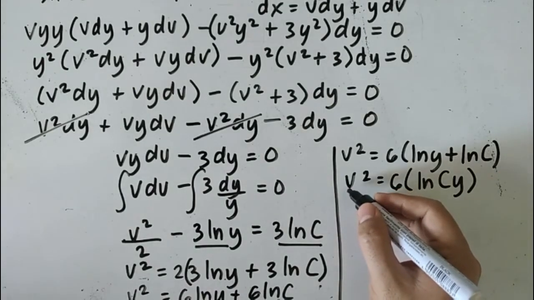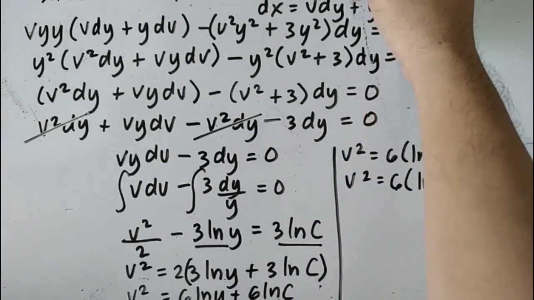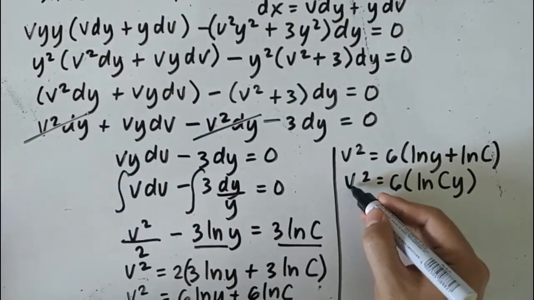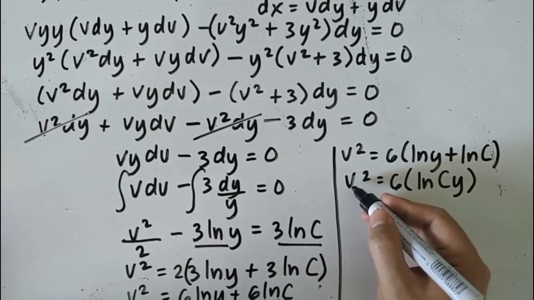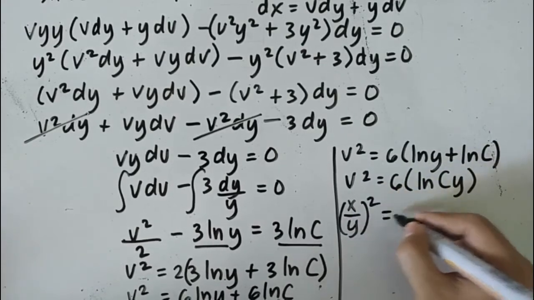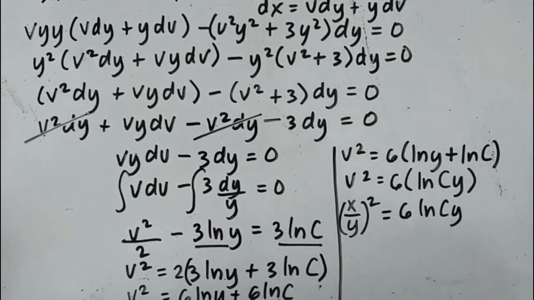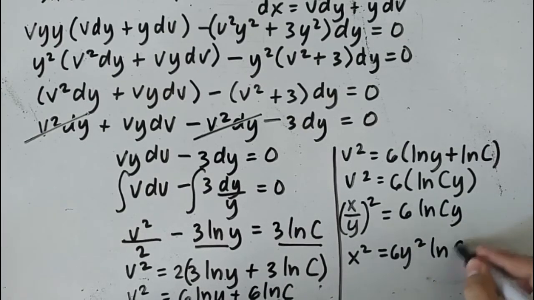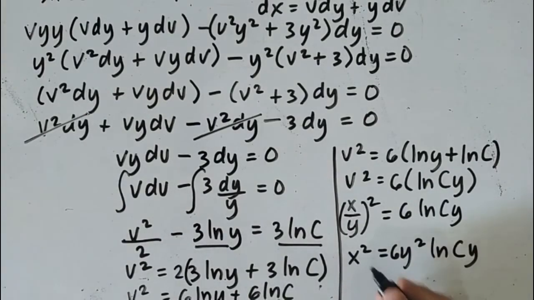Then take note that, recall that we use the substitution x equals vy. So we can use that to substitute for our v again. So that means v is equal to x over y, right? So this becomes (x over y) squared equals 6 ln of cy, which means x squared is equal to 6y squared ln of cy. This is the solution to the differential equation xy dx minus (x squared plus 3y squared) dy equals 0.